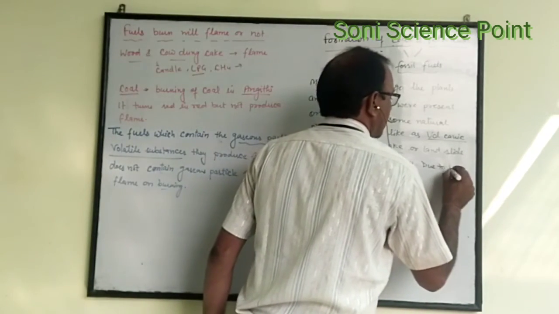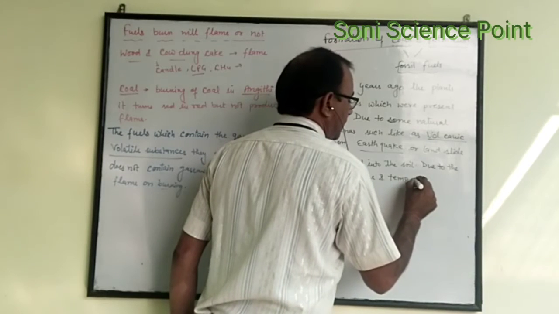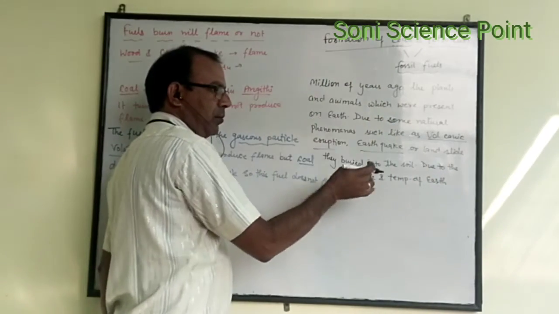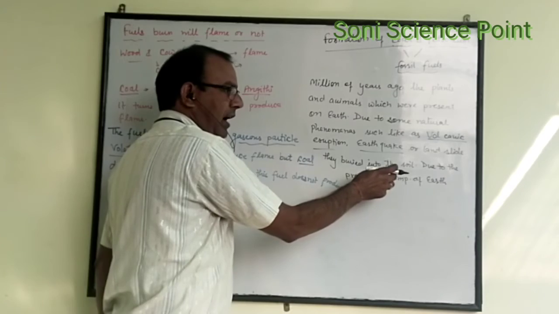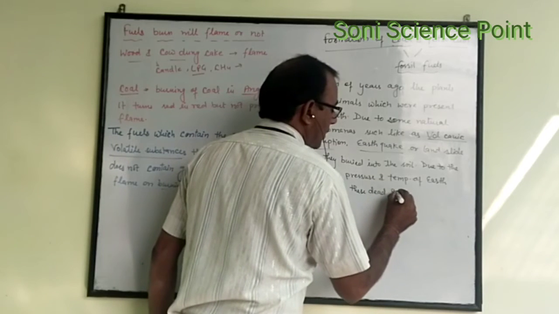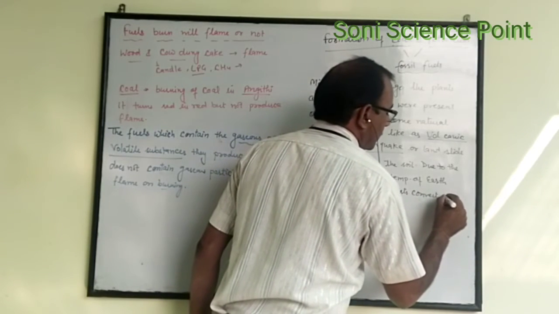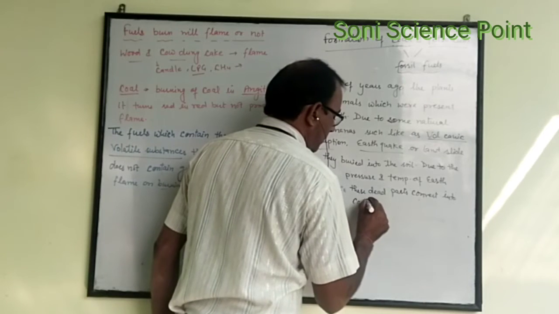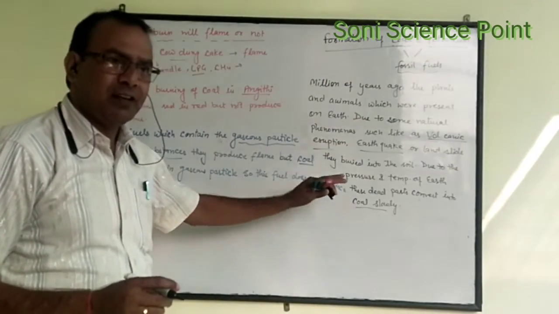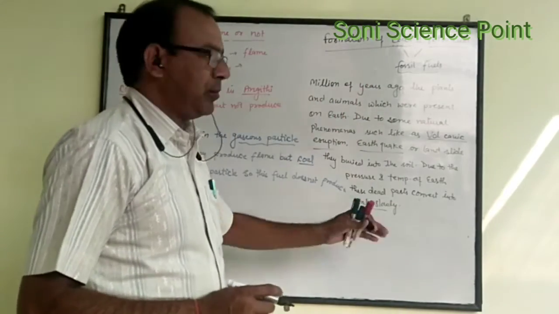Due to the pressure and temperature of the earth, these plants and animals buried into the soil, these dead parts convert into coal slowly. So formation of coal is not a spontaneous reaction. It is a slow reaction, because the formation of coal and petroleum takes millions of years. This is how the formation of coal takes place.